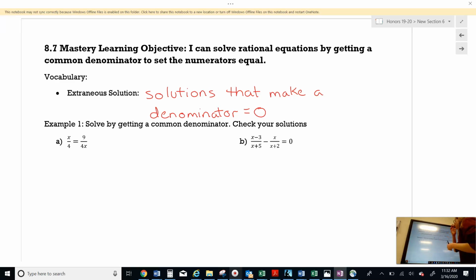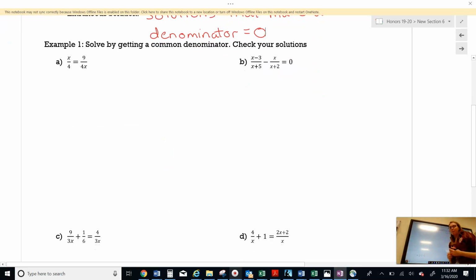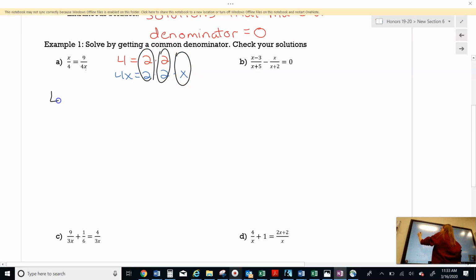Okay? So we still want to start the same way as we did before. I want to look at my denominators, and I want to get a common denominator. So here I have 4. I'm going to break them down the same way. And here we have 4x, which equals 2 times 2 times x. So in the same way, we're going to get that common denominator. So our least common denominator is 2 times 2 times x.